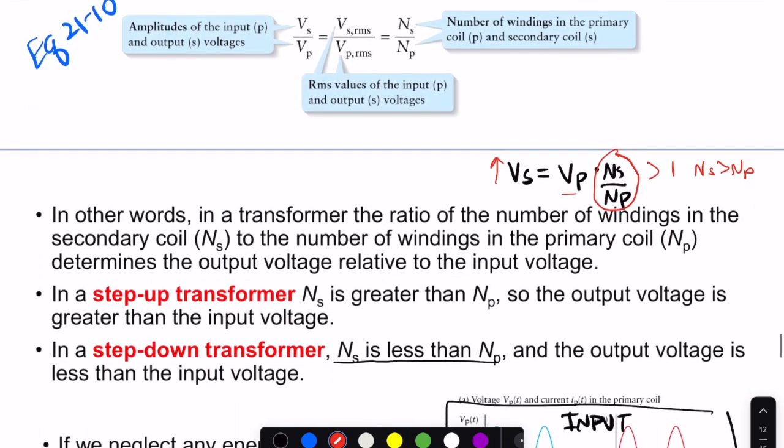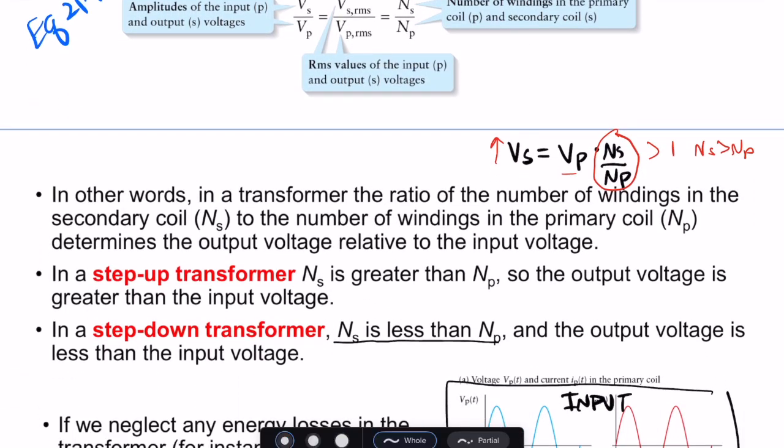In a step-down transformer, we need VS to be smaller than VP. So if I set up that equation again, if I want VS to be small, then I need this ratio to be less than 1, which means that NP is greater than NS. The denominator must be bigger in order for NS over NP to be less than 1. So that is a step-down transformer, and the output voltage will be smaller than the input voltage.